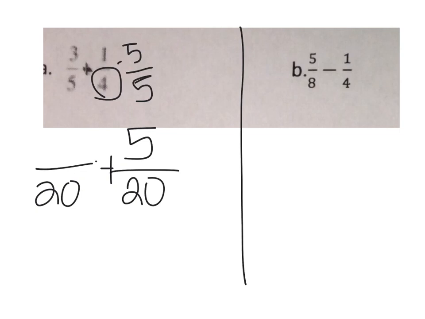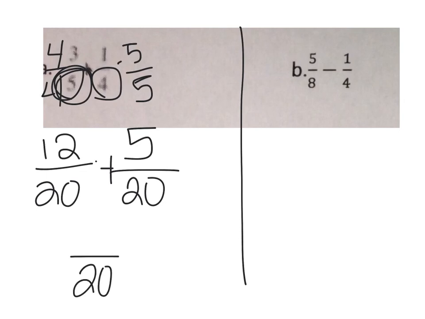Let's go to the other example. 3/5. How would I get from 5 to 20? Well, by multiplying by 4. So I'm going to multiply the numerator by 4 as well. So I get 12. When you add fractions, you keep the same denominator, and then I add the numerators. 12 plus 5 gives me 17.